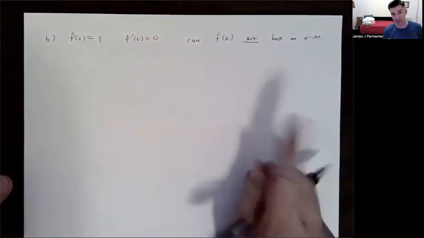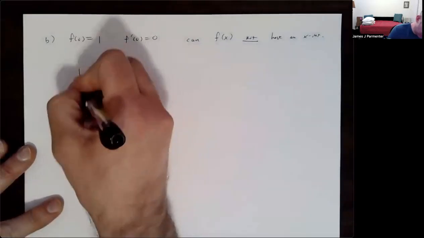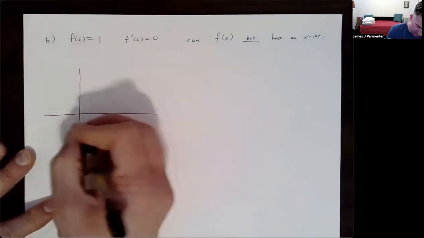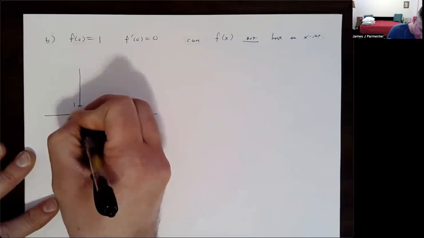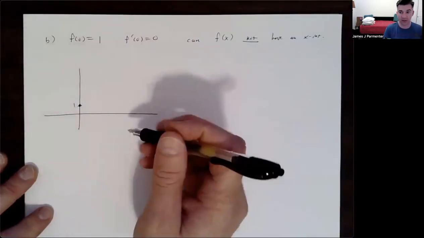Now, I want to point out here, it does not say does f have to not have an x-intercept. It's just saying, is it possible? Well, let's think here. So we've got f of 0 equal to 1, and f prime of 0 is equal to 0. So the slope of the tangent line is 0.